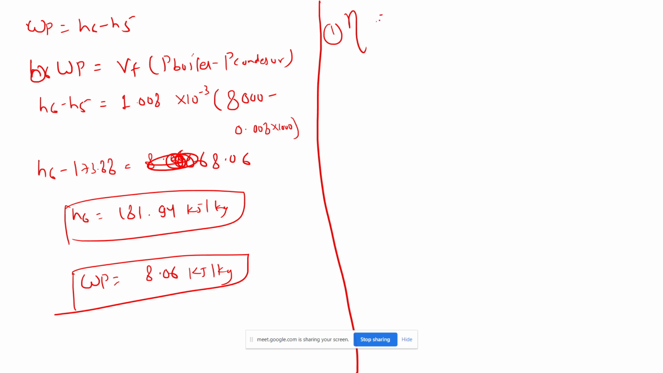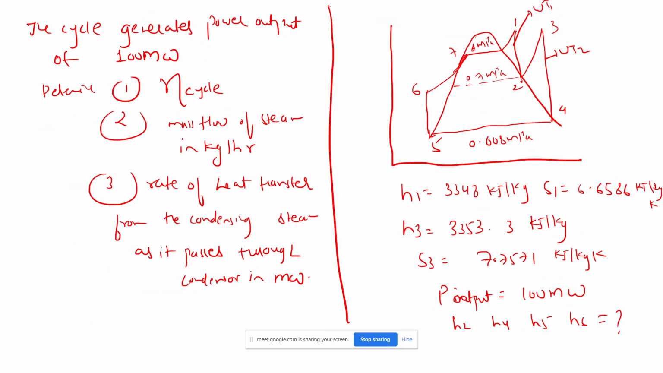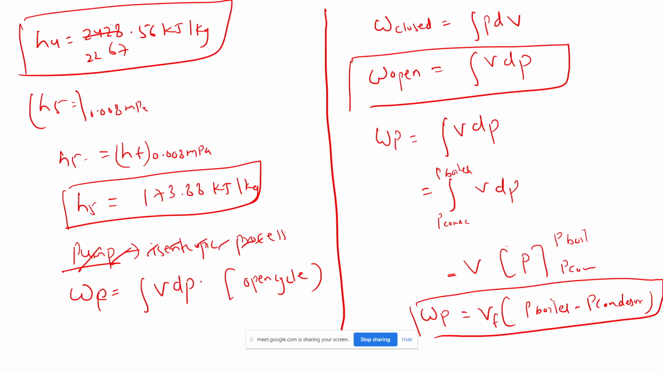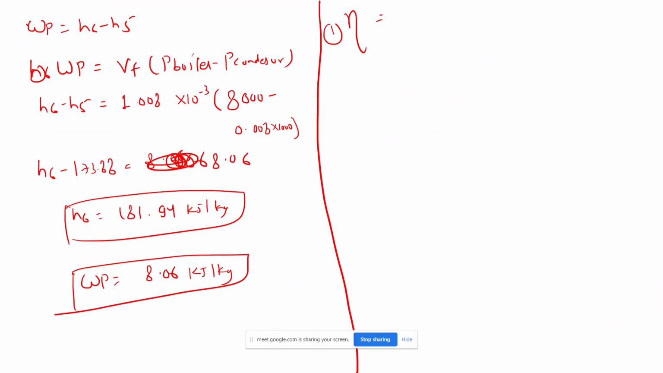As we have got the enthalpy at all the points, that is 1, 2, 3, 4, 5, 6, at all points we have got, we can now directly calculate the efficiency. So what will be the efficiency? It will be the net work upon heat supplied. So what will be the net work? Net work will be turbine work 1 plus turbine work 2 minus pump work.